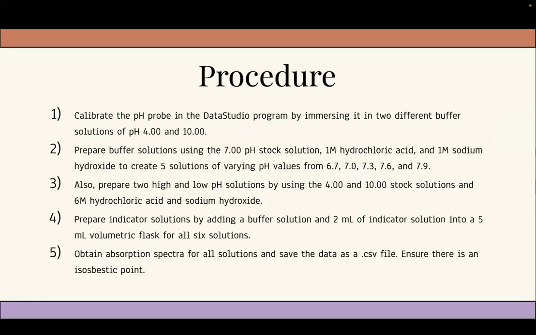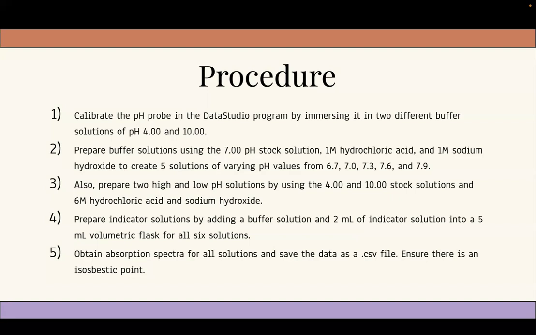For the procedure, we first calibrated the pH probe in the Data Studio program by immersing it in 2 different buffer solutions of pH 4 and 10. We then prepared buffer solutions using a 7 pH stock solution, 1 molar hydrochloric acid, and 1 molar sodium hydroxide to create 5 solutions of varying pH values from 6.7 to 7.0, 7.3, 7.6, and 7.9.